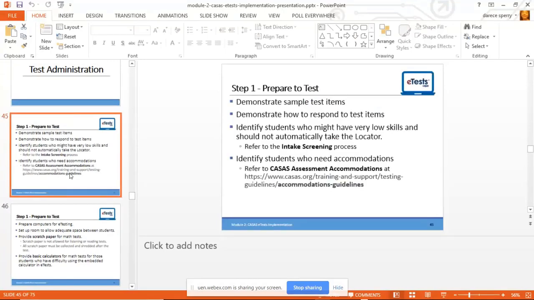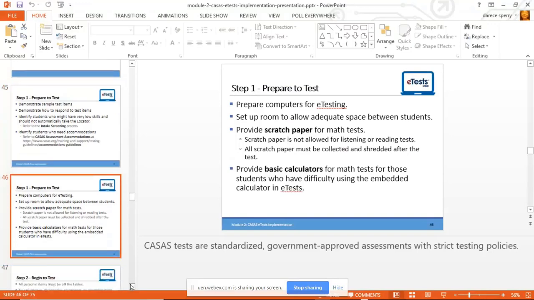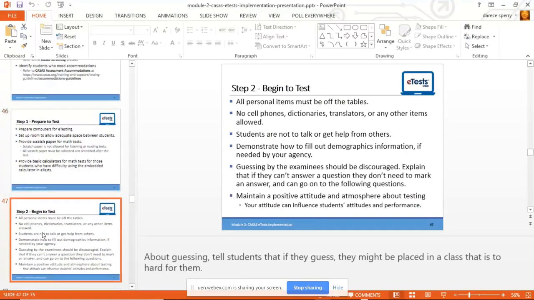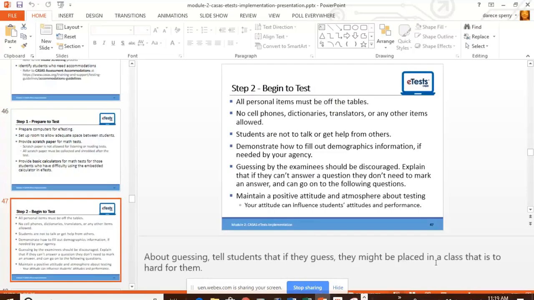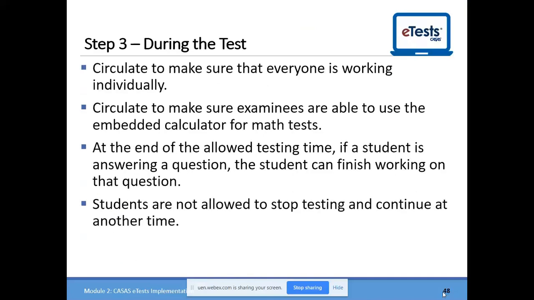Boy, that's a lot. So here is the sample items I talked about. Calculators we talked about. It's not a lot of information. Beginning the test. Guessing is in this one. So I think we're on again. Yeah. Back to that mode. Okay, does everybody see that? Yes, thank you.